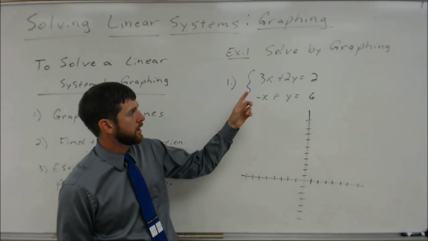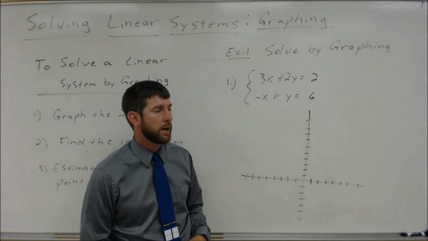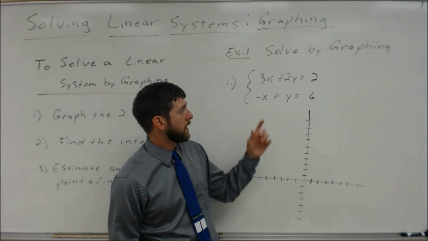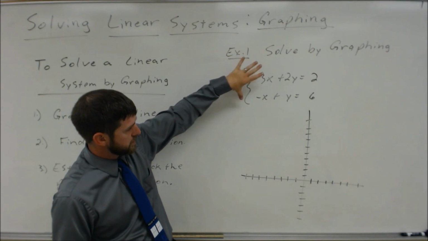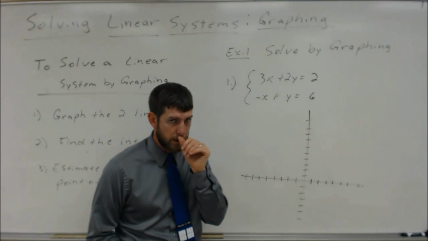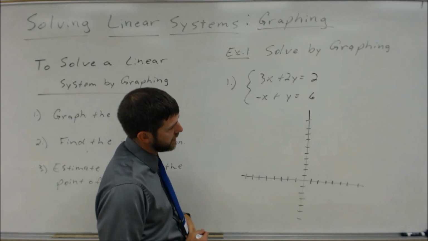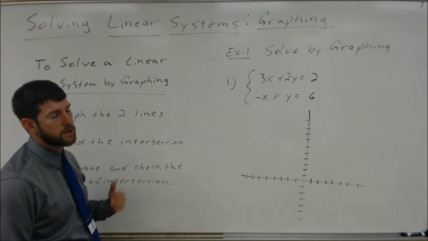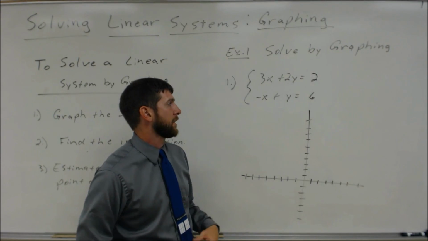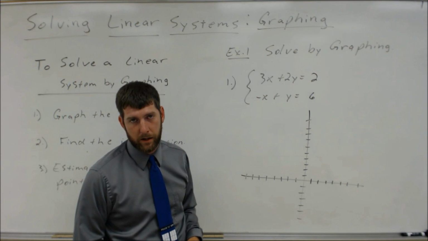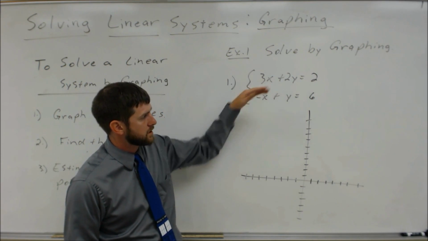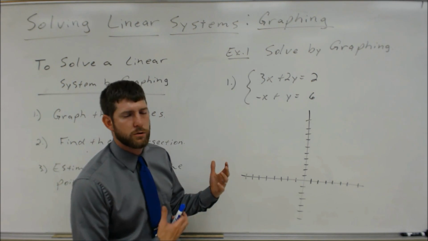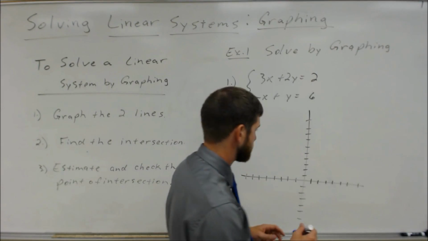So now let's look at this example here. We're going to solve by graphing the system 3x plus 2y equals 2 and negative x plus y equals 6. As you can see, the little curly brace here tells you that that's your system. Those are the two lines we have to take into consideration at the same time. Going through our steps, the first step says graph the two lines. First, we need to get them into a form I can graph. I could graph by intercepts right now, just by identifying x and y intercepts, but I'm going to go through a quick review over how to get them into slope-intercept form and graph by slope-intercept.